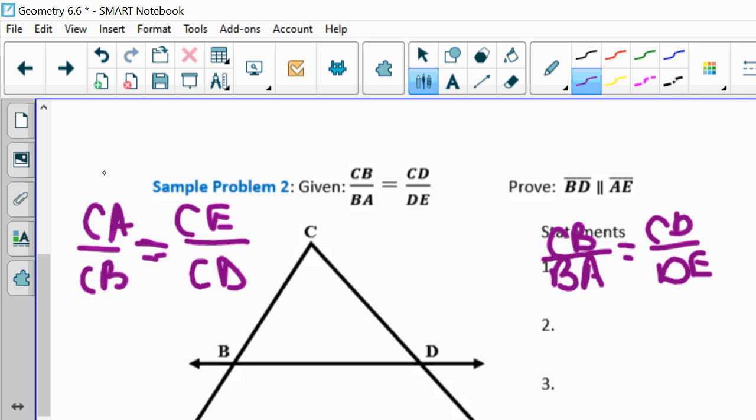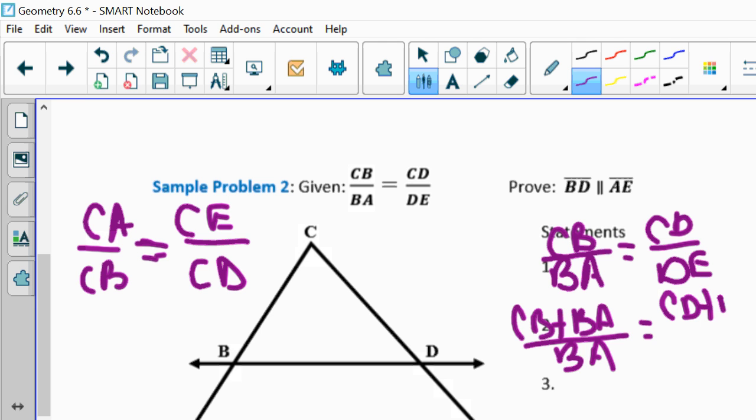Okay, I know that I can take CB over BA and say that's the same thing as CB plus BA over BA. What I do that side, I have to do this side, so this would be the same thing, CD plus DE over DE. My reason, this was the add numerator and denominator property of proportions. So remember we had those 4 rules of the proportions, those 4 properties, so there's one of them.